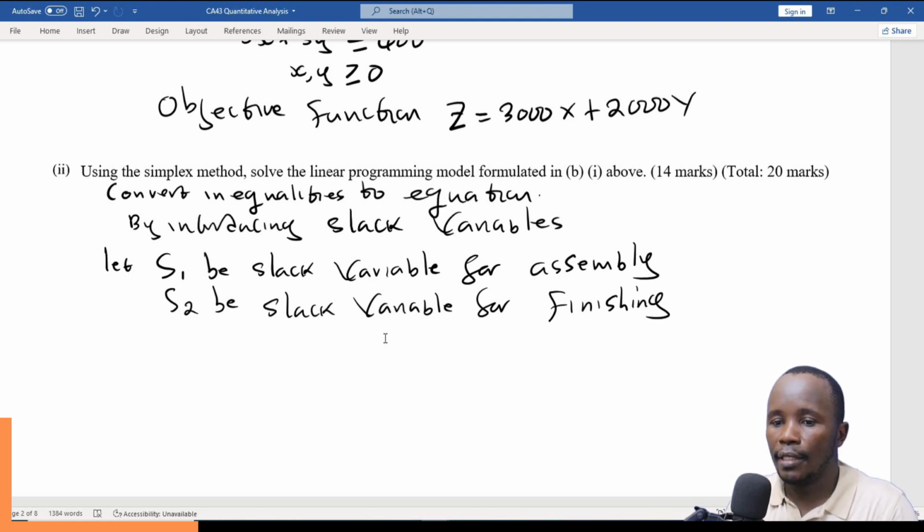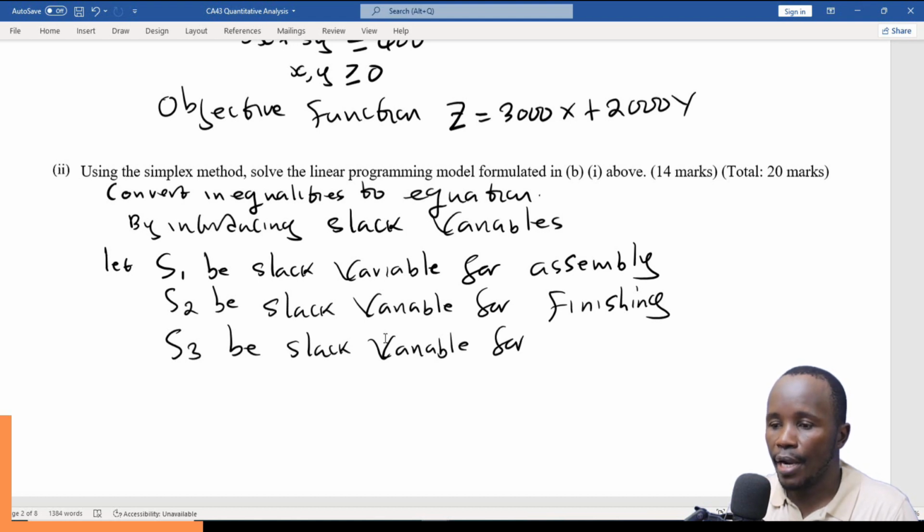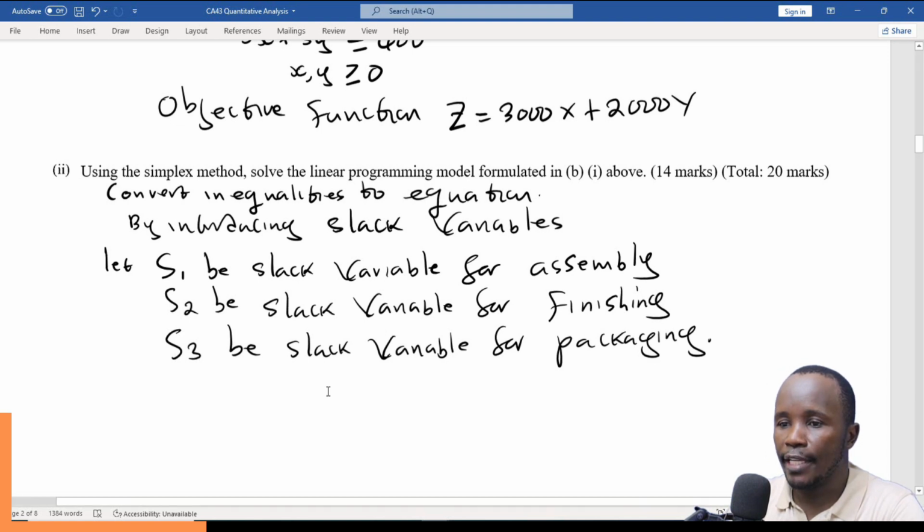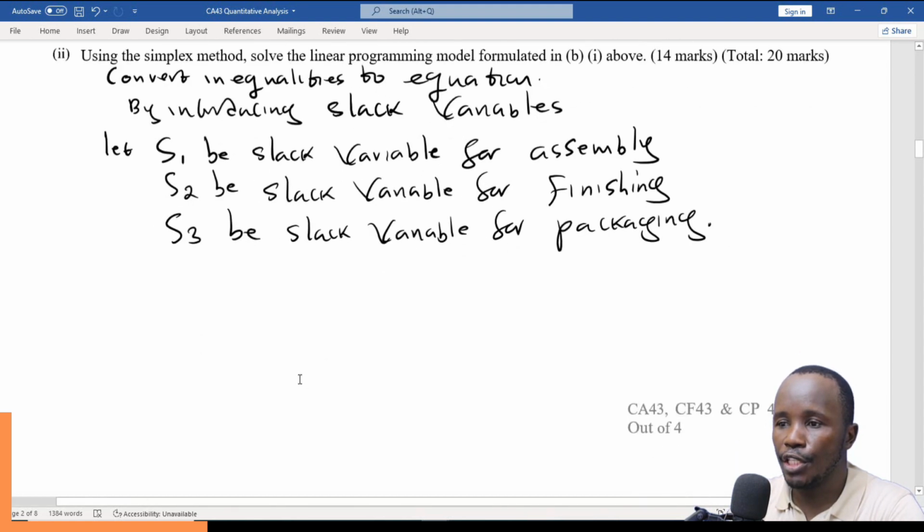And finally, let S3 be slack variable for packaging. Now, having identified these slack variables, we shall now be in a position to get our inequalities into equation. Therefore, we start with objective function.